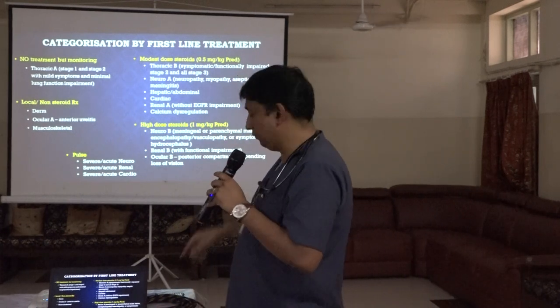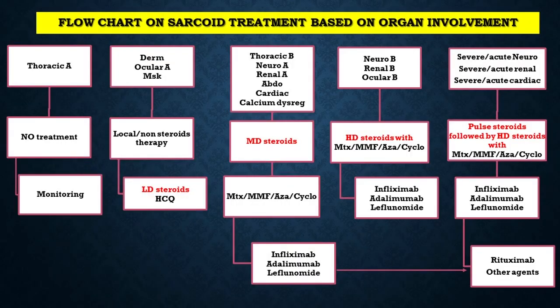So based on where they're involved, I just made a flow chart to understand. If you have only thoracic A, no treatment. If you have derm, ocular A, and musculoskeletal, non-steroidal treatment is the first line. If you have thoracic B, neuro A, renal A, abdo, cardio, calcium disintegration, modest dose steroids, that's 0.5. Then neuro B, renal B, ocular will be high dose steroids. Wherever high dose steroids are required, you're going to require treatment for longer term, and you require steroid sparing agents. So that's why the steroid sparing agents come in.